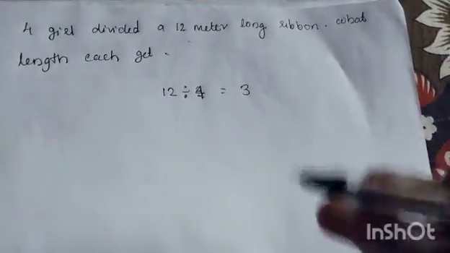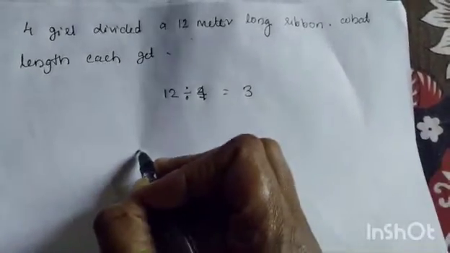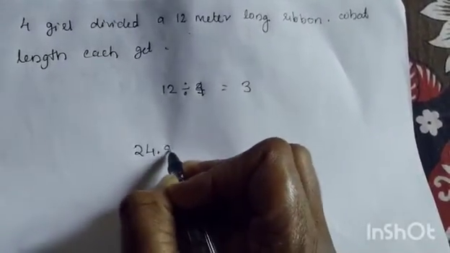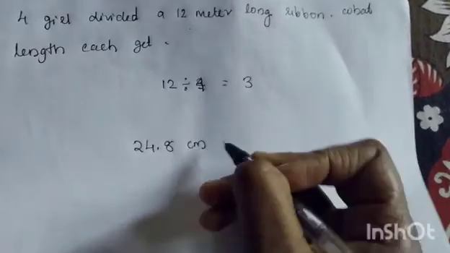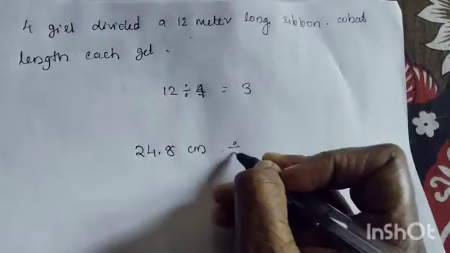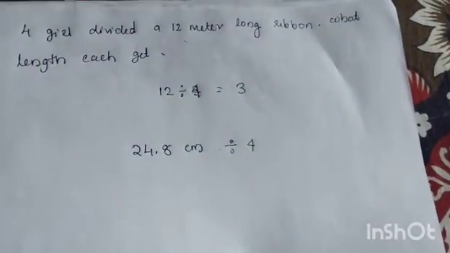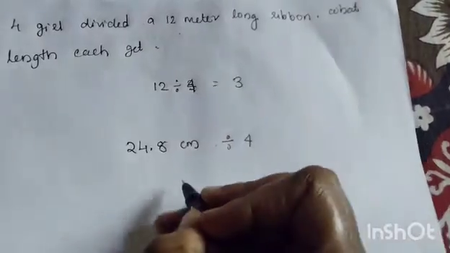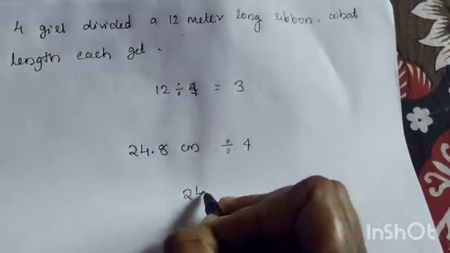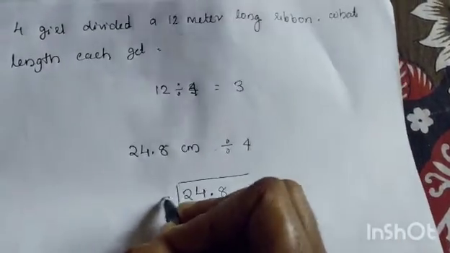We examine the earlier problem like this. If a 24.8 centimeter long ribbon is cut into four pieces, what is the length of one piece? Here we need to divide 24.8 by 4.